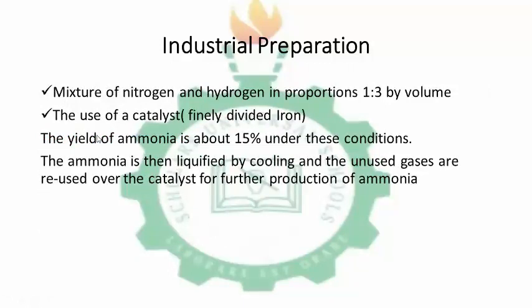Now also, for the optimum production of ammonia gas, we make use of a catalyst, which is finely divided iron. Under this condition, for the optimum production of ammonia, we only produce 15% of ammonia. We're able to produce 15% under this condition. Now, the ammonia is then liquefied by cooling, and the unused gases are reused over the catalyst for further production of ammonia.